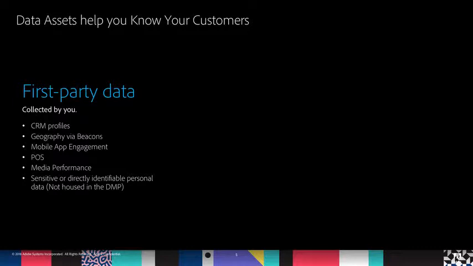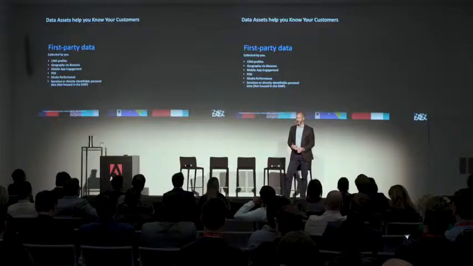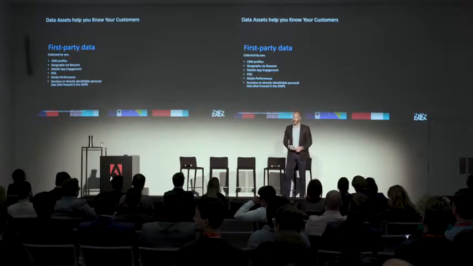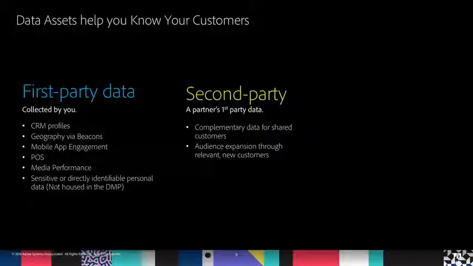And you know your audience through your data assets. So there's first-party data, which most of us are probably familiar with. This is data that's collected by your own organization. So perhaps that includes CRM profile data, analytics data on web engagement, on app engagement, point of sale or offline data, media performance data. You may even also have sensitive or directly identifiable data like email addresses, which aren't stored in your DMP, but which are stored elsewhere, like a data lake in your organization.